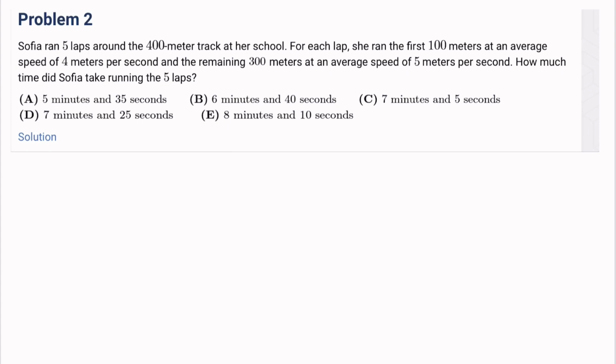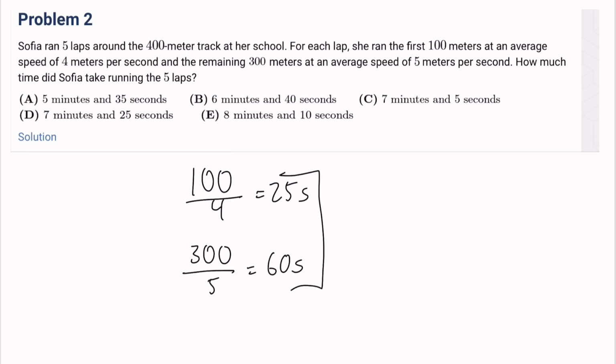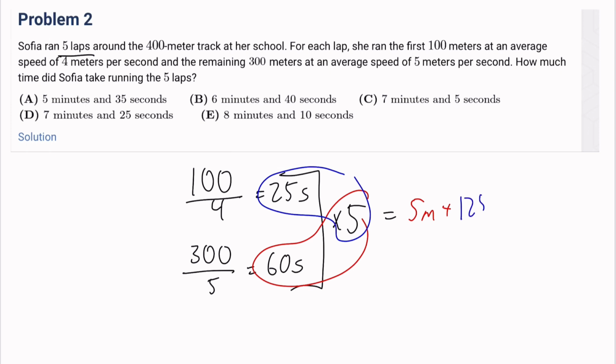Okay, so each lap she ran for the same time, so we can just get 1 lap time and multiply that by 5. And she ran the first 100 meters at an average speed of 4 meters per second, so that's 25 seconds. And the remaining 300 meters she ran at 5 meters per second, so that's 60 seconds, right? And then it's 25 seconds plus 60 seconds for 1 lap, but then she ran 5 laps, so we have to multiply by 5. This much is 5 minutes plus, and this much is 125 seconds, so this is 7 minutes 5 seconds.